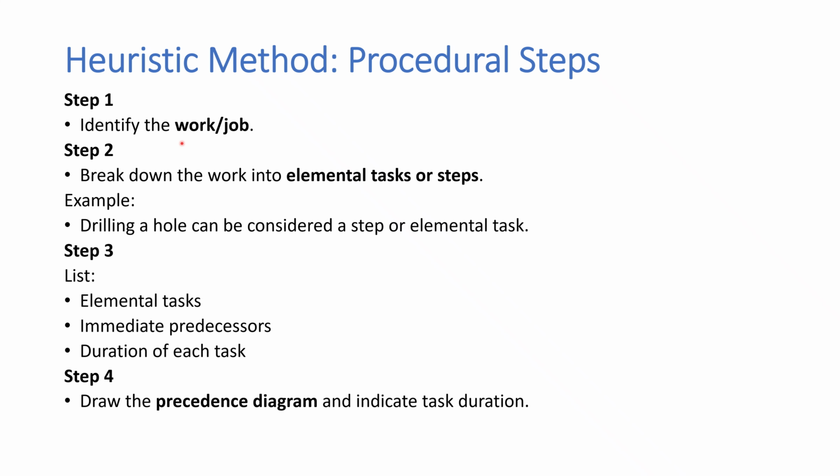Step 1, identify the work or job. Then break down the work into elemental tasks or steps. For example, drilling a hole can be considered as a step or elemental task. That's the meaning of a step or elemental task. That is the smallest step in the assembly line or in the work. Then in step 3, we list the elemental tasks, their immediate predecessors and duration of each task. Then we draw the precedence diagram and indicate the task duration on each step or task.